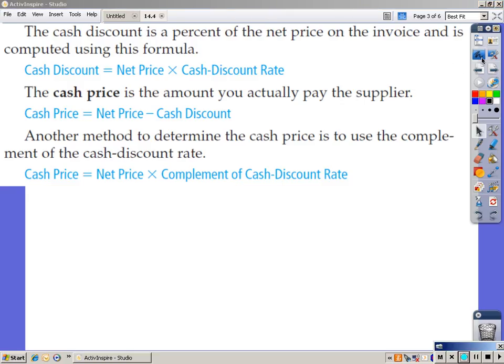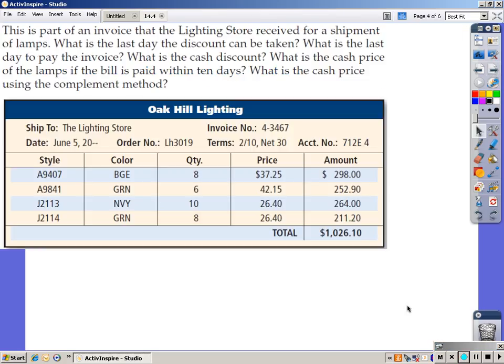Okay, let's look at your example. Here's your example. It says, this is part of an invoice that the lighting store received for a shipment of lamps. What is the last day the discount can be taken? What is the last day to pay the invoice? What is the cash discount? What is the cash price of the lamps if the bill is paid within 10 days? And what is the cash price using the complement method? Now this problem has several questions, so let's start right at the beginning.